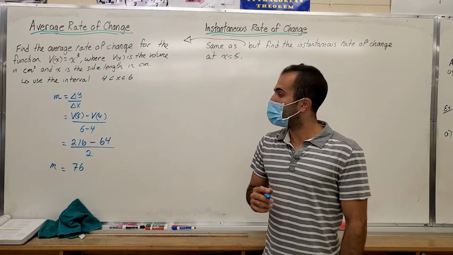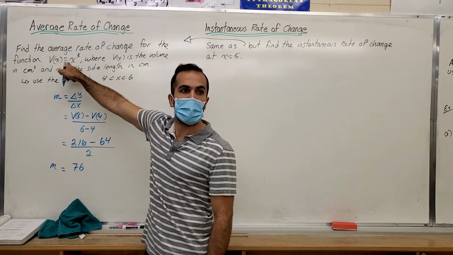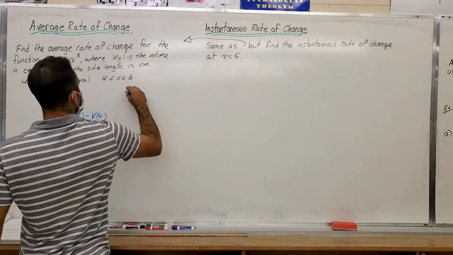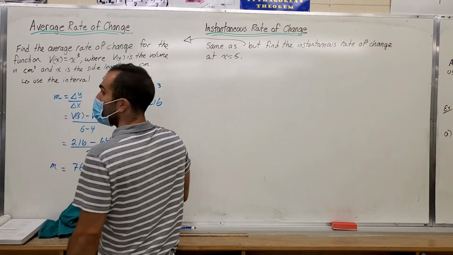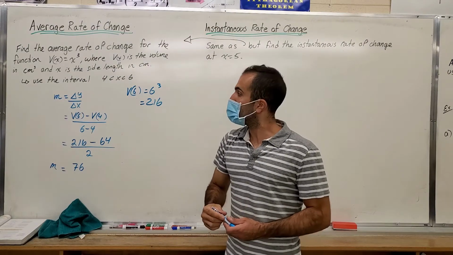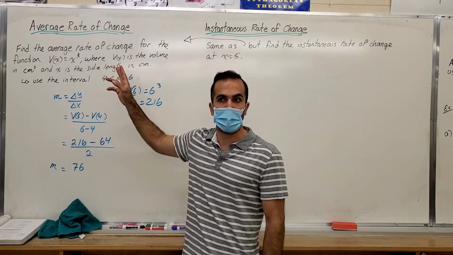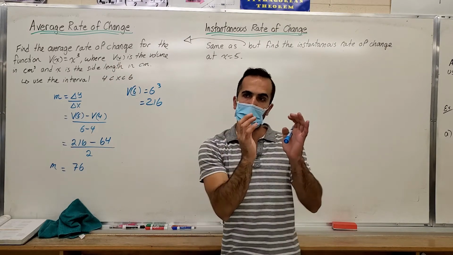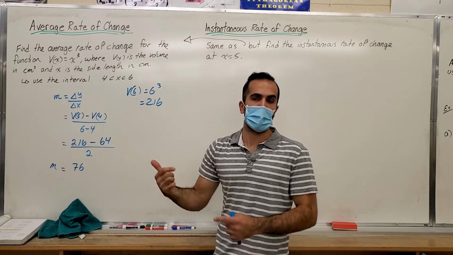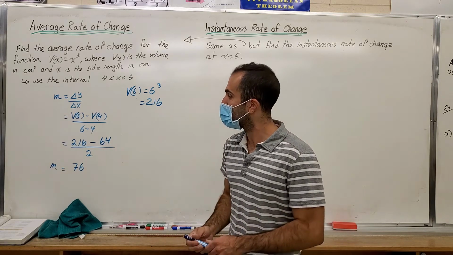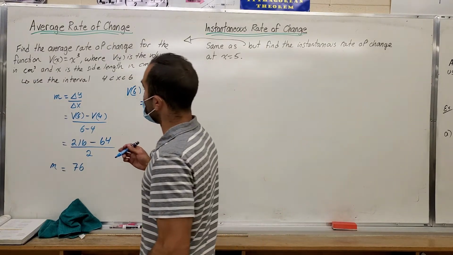How did you get 216 and 64? I plugged in the value 6 into the function. So v at 6 equals 6 cubed, 216. That's a common thing you're going to be doing. You're always going to have to find the y values. In grade 9, you're given a coordinate, x and y. Here, most of the time, you might be given just the x. You got to find the y with the equation that's given. All right? What am I missing in that answer? Units. What are my units?